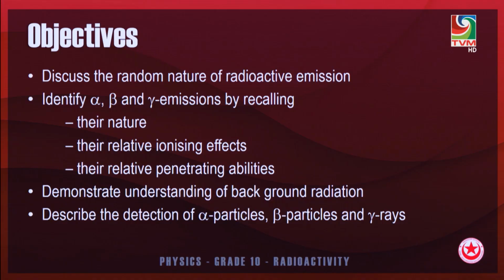Before we start, let us discuss the objectives of today's lesson. By the end of this lesson, you should be able to discuss the random nature of radioactive emission, identify alpha, beta and gamma emission by recalling their nature, their relative ionizing effect, their relative penetrating abilities, demonstrate understanding of background radiation, and describe the detection of alpha, beta and gamma rays.